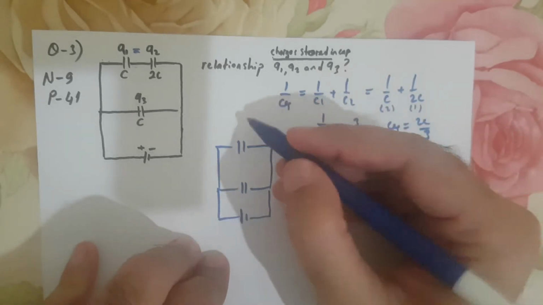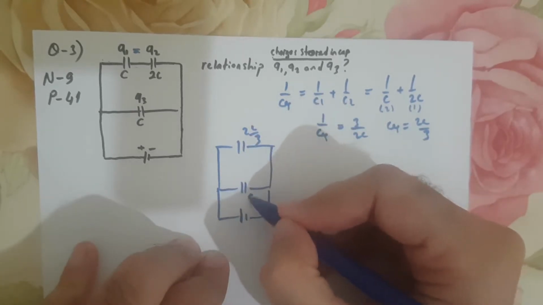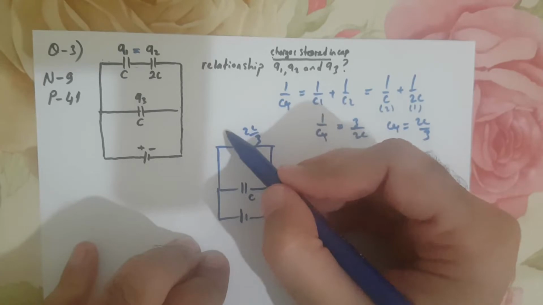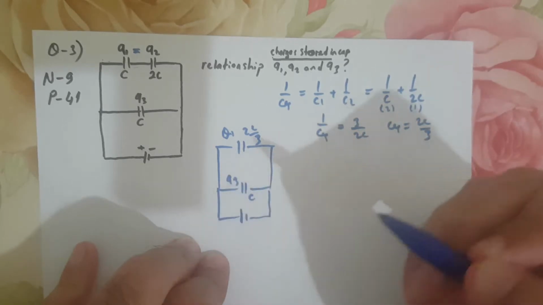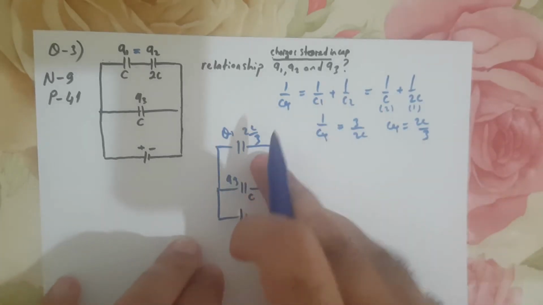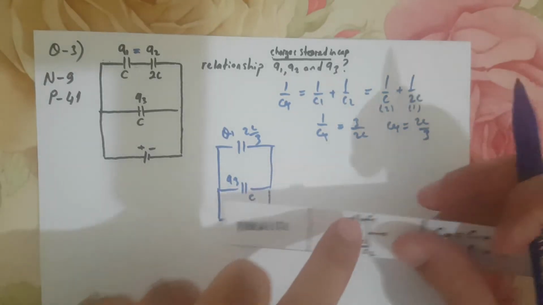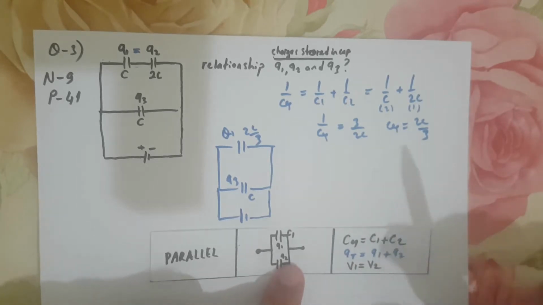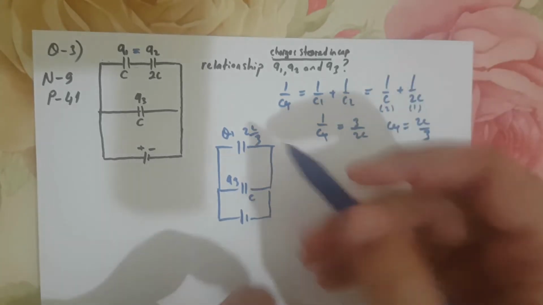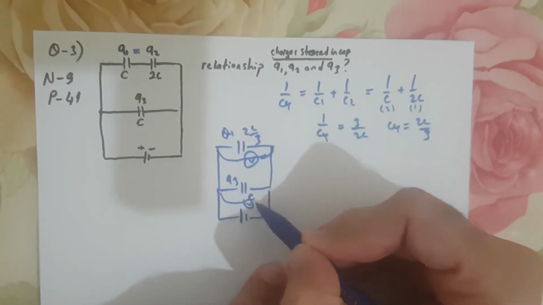Okay, so this one is 2C over 3, this one is C, and then this one is Q, let's say Q1, and then this one is Q3. And what's the relationship between the parallel circuit? So we have to show that V1 is equal to V2. Okay, now here this V is the same.